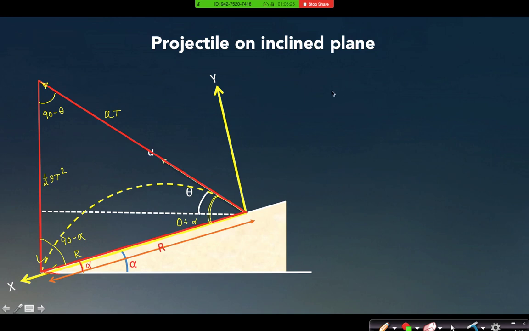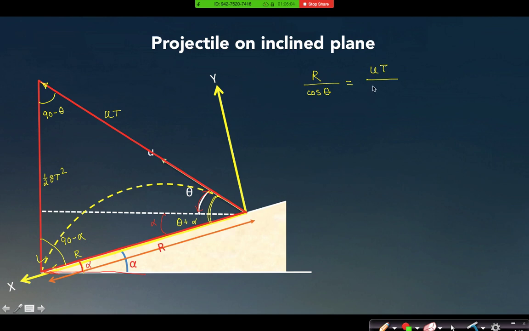Good. Now I will use the sine rule, where you will see the range divided by cos theta. How is it coming theta plus alpha? If this angle is theta, can't I say this angle is alpha? Understood. All right, so let us write down the sine rule first.